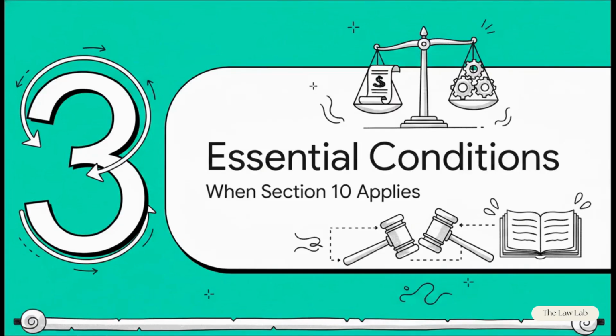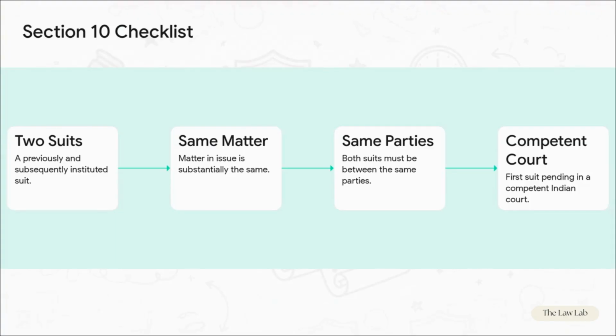Okay, Section 3, the essential conditions. Let's look at when Section 10 actually applies. For this rule to officially kick in, the courts require a really strict checklist to be met. First off, there have to be 2 distinct suits, an older one and a newer one. Second, the core matter and issue has to be directly and substantially the same in both of them. Third, it has to be between the exact same parties, litigating under the same title. And finally, that first suit must be actively pending in an Indian court that actually has the jurisdiction to grant the requested relief. If you check all 4 of those boxes, boom, the rule applies.